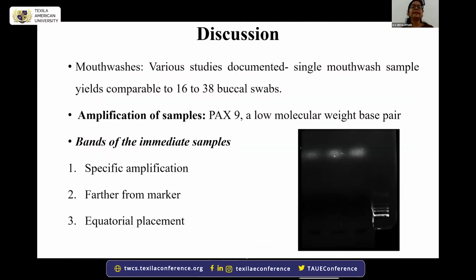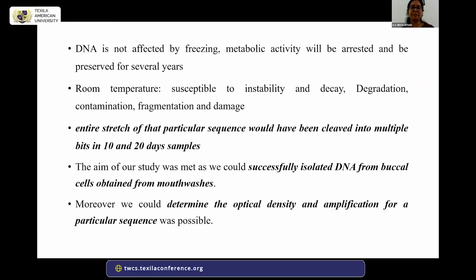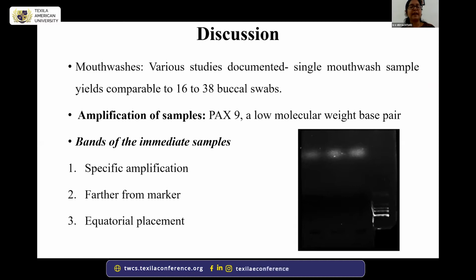So here, basically, mouthwash samples are widely used compared to buccal swabs because studies have shown that the yield you get with mouthwash samples is comparable to that of buccal swabs. And also here, we used a sucrose solution, which is more palatable and easier to rinse compared to the mouthwash products available in the market.